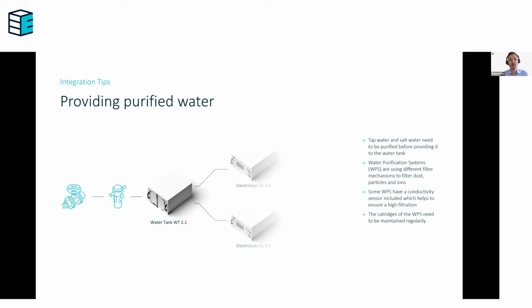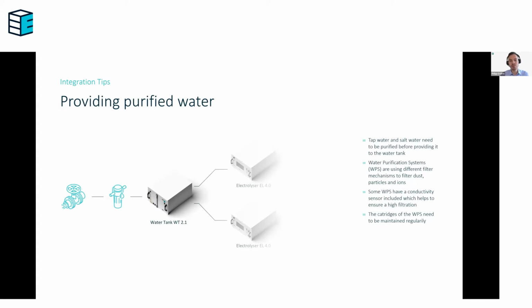So what's necessary? Purified water or DI water. What is important is we have less than 20 microsiemens per centimeter. So this is the conductivity that is allowed maximum for the stack to be able to do the electrolysis. And therefore, you are usually using tap water, which you then provide to a water purification system. And those water purification systems, they have different filters and mechanisms to filter dust, particles, and ions.